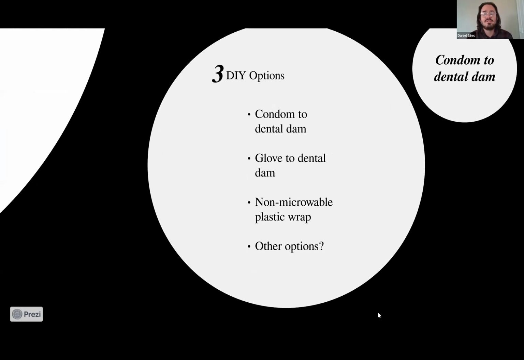So DIY options, while less studied, are still good options for people, especially with access issues or resource issues, things that they can do to get a little creative. So I wanted to go over a few DIY options, including turning a condom into a dental dam, turning a glove into a dental dam, and then also plastic wrap, which I know probably a lot of people are going to balk at, but it does at least help with risk reduction, right? That's the world we live in, especially in the sexual health world.